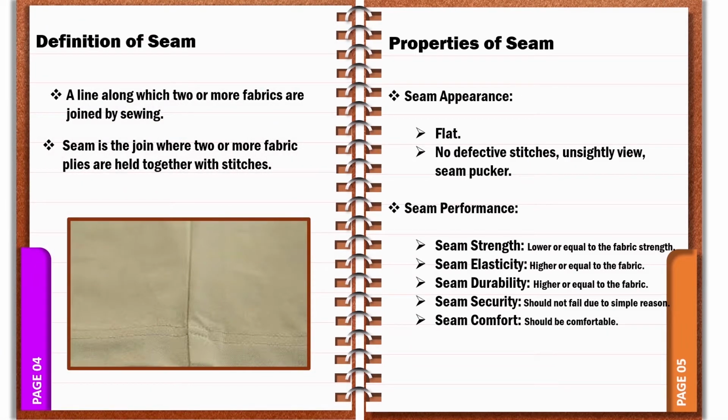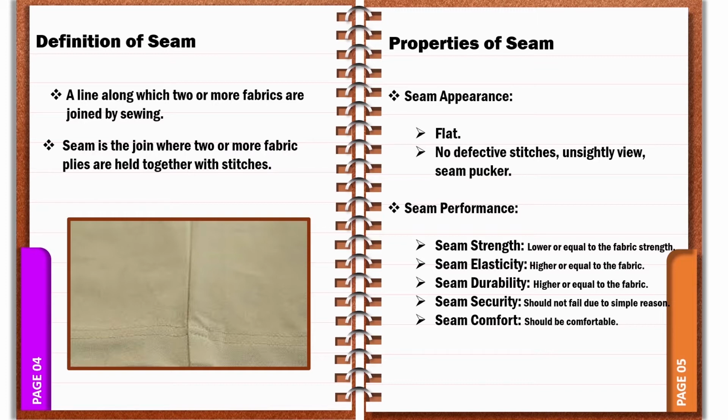Seam is a line along which two or more fabrics are joined by sewing. In other words, seam is the joint where two or more fabric plies are held together with stitches. So here in this picture, we are looking at what seam actually is. Well, what are the properties that a seam has?